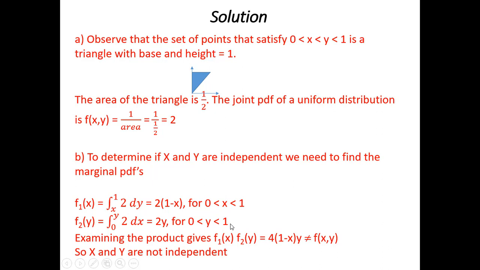Now, if we look at the product of the marginal PDFs and multiply these out, we're going to have 2 times (1 minus x) times 2y. So the 2's multiplied out give us a 4, and then I have (1 minus x) times y, and that's certainly not equal to our f of x,y, which is just 2. So our conclusion here is that x and y are not independent.